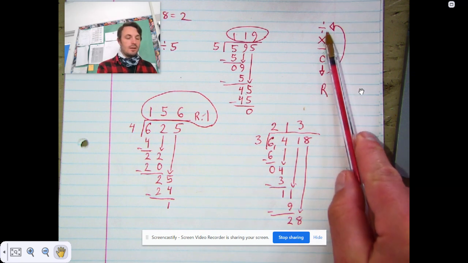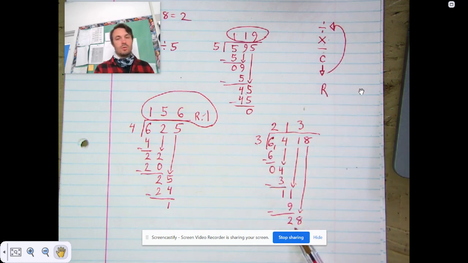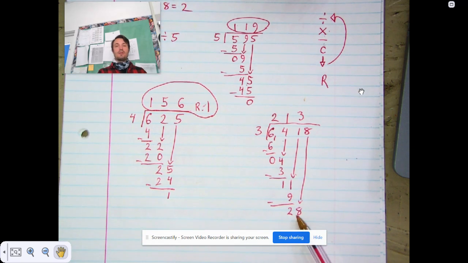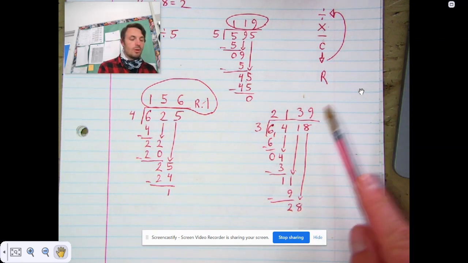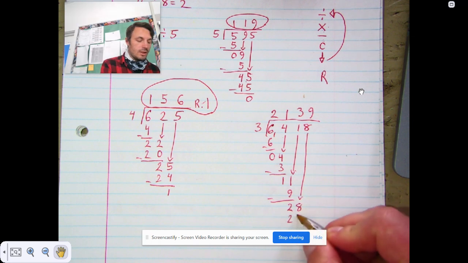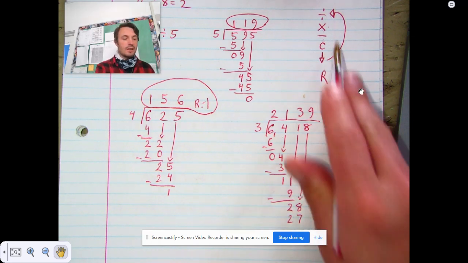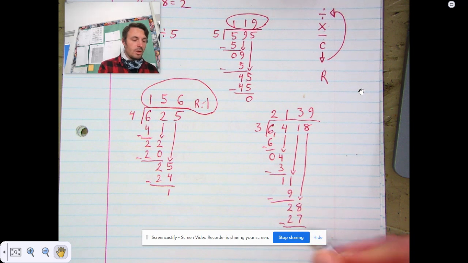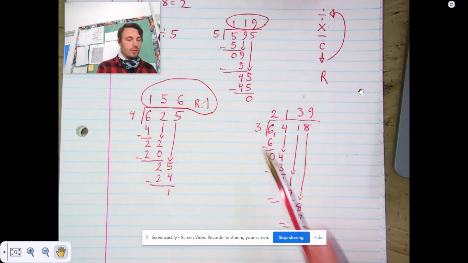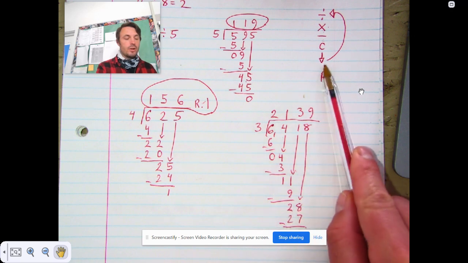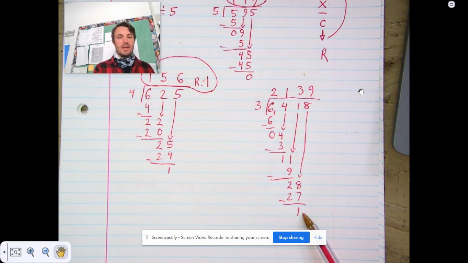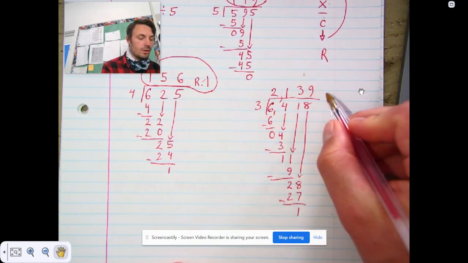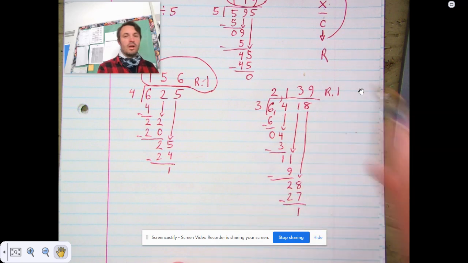Okay, now we divide. How many times can 3 fit into 28? Well, 3 times 9 is 27, which gets us closest to 28 without going over. So 3 can fit into 28 9 times. Now we multiply. 9 times 3 is 27. Now we subtract. 28 minus 27 is 1. We compare. Is 1 smaller than 3? Yes. Now we bring down, but there's nothing left to bring down. So we're all finished. We just need to write our remainder. So the answer is 2,139, remainder 1.